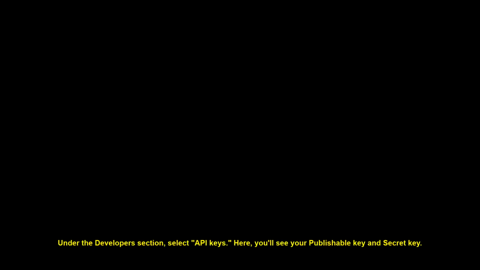Here, you'll see your publishable key and secret key. Copy the secret key, as you'll need it for Zapier. Now, open a new tab and go to your Zapier account. Log in or create a new account if you don't have one.